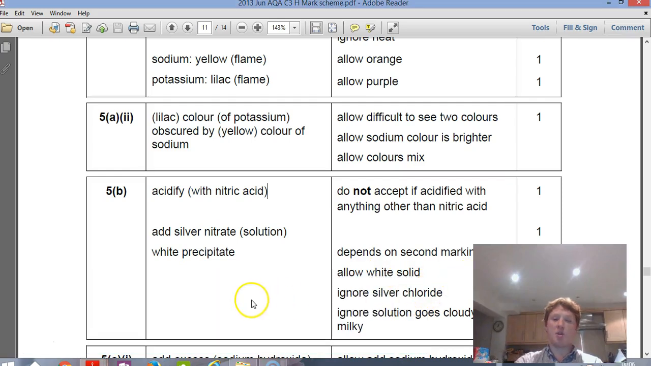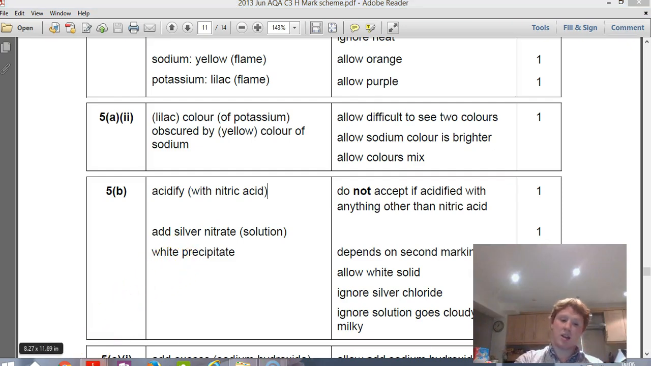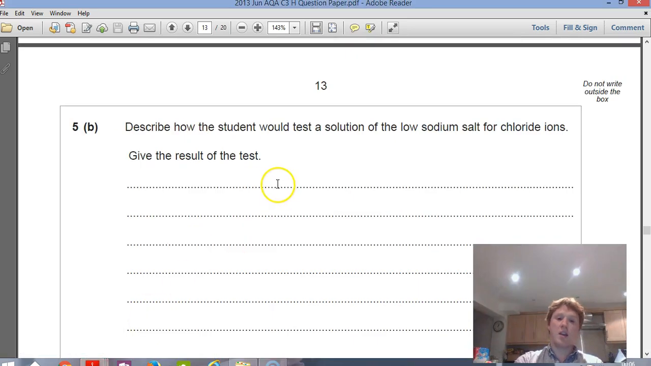Ignore goes cloudy, milky. Too vague, because it would go cloudy if you had iodide ions, it would just go cloudy in a yellow colour, and if you had bromide ions, it would go cloudy in a cream colour. So too vague.